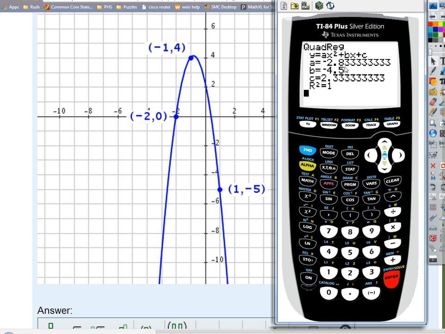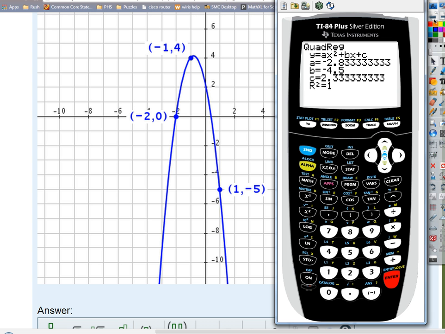So A is negative 2.83 repeating. B is negative 4.5. C is 2.3 repeating. It's a perfect fit, 100%. So it's in the form of ax squared plus bx plus c. It gave it to me, just like that. Easy, right? Very useful though.